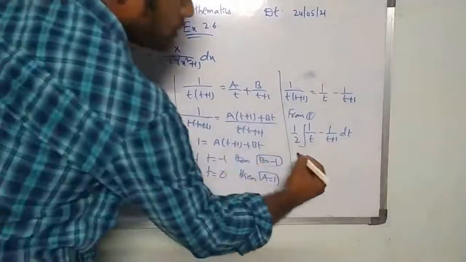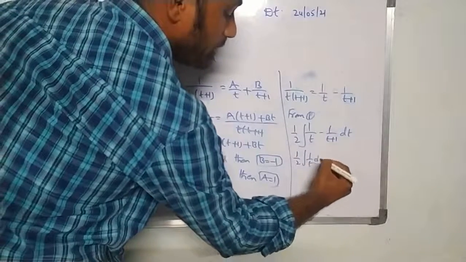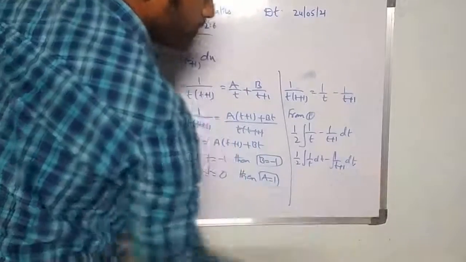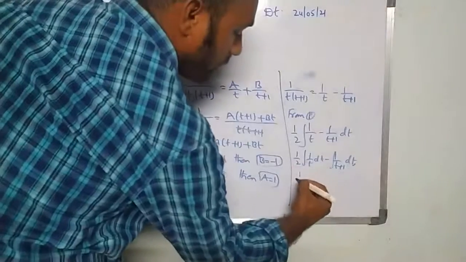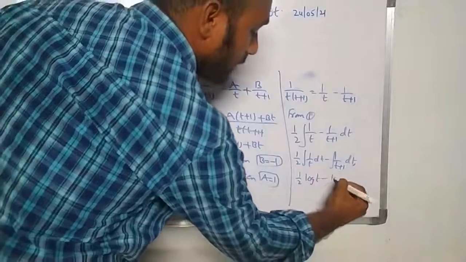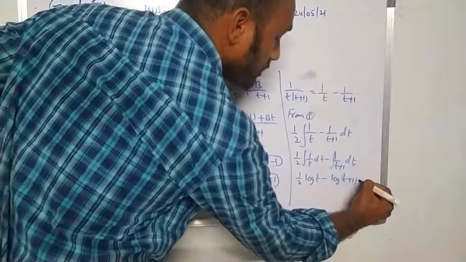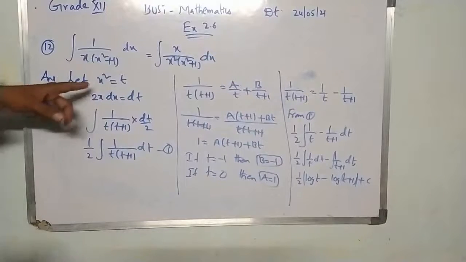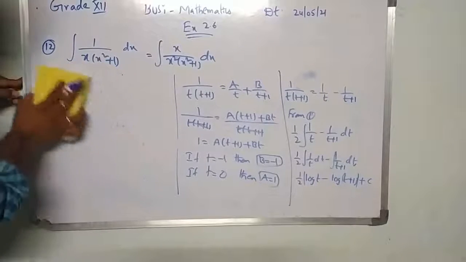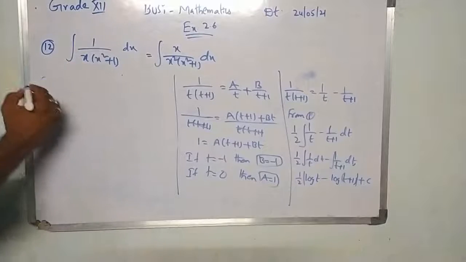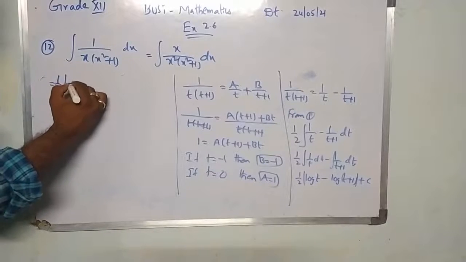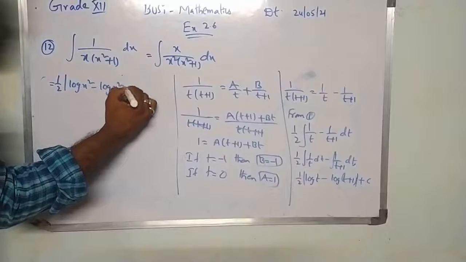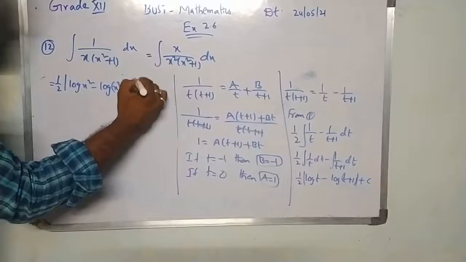I can use individual integration here: integral 1 by t dt minus integral 1 by t plus 1 dt. So the integral of 1 by t will be log t minus log of t plus 1 plus c. In place of t, we have written it as x square. So 1 by 2 into log x square minus log of x square plus 1 plus c.